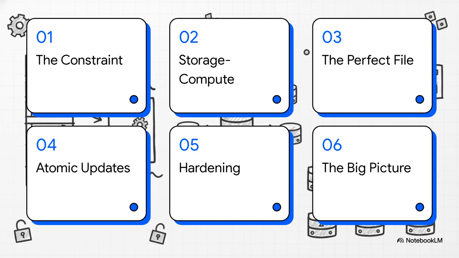Okay, let's dive right into our blueprint. 1. The constraint. 2. Storage compute separation. 3. The perfect file. 4. Atomic updates. 5. Production hardening. And 6. The big picture. Let's get to it. Part 1.